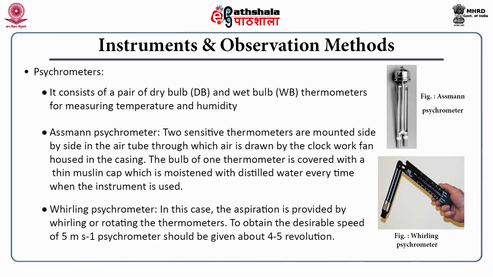In the case of the whirling psychrometer, aspiration is provided by whirling or rotating the thermometers. The desired speed is 5 meters per second, which can be obtained by giving 4 to 5 revolutions to this psychrometer.